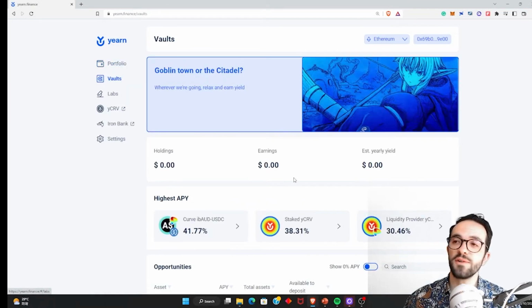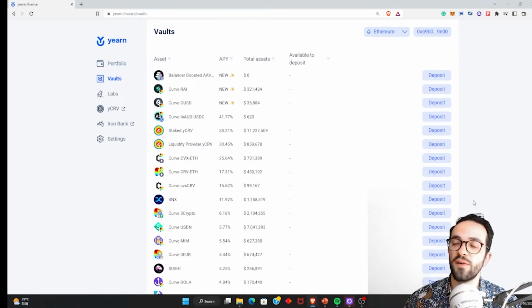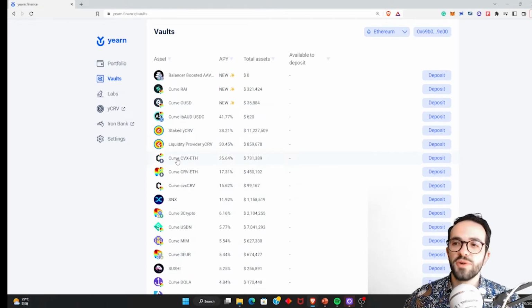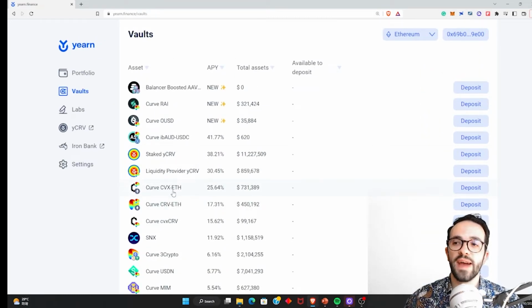So what I want to do now to start earning some yields with Yearn Finance is click vaults, and if you scroll down, you have a number of strategies, and you have also the yield that is paid in these strategies. As you can see, there is this strategy, Curve Convex ETH strategy, that is paying 25.64%.